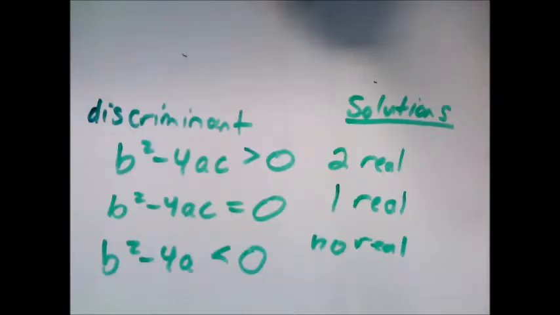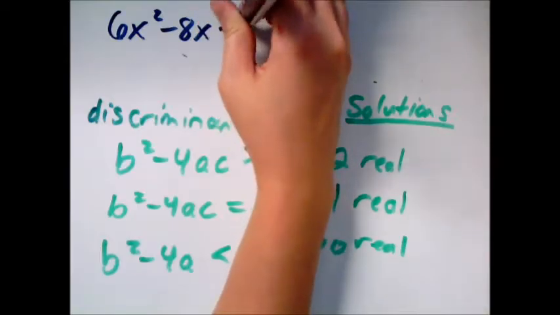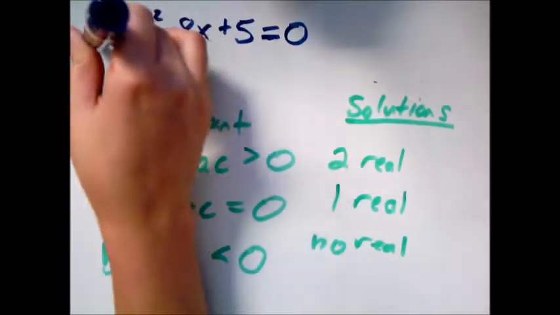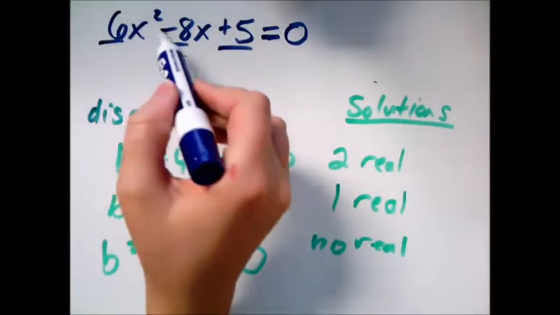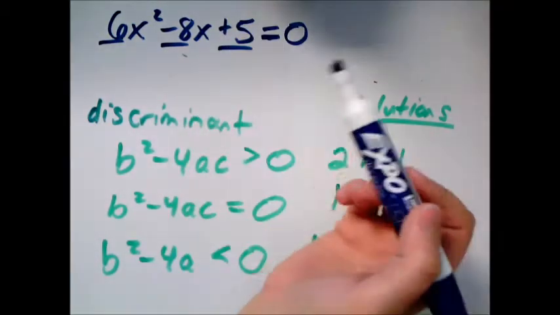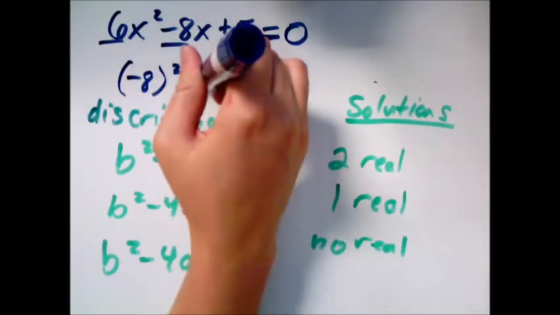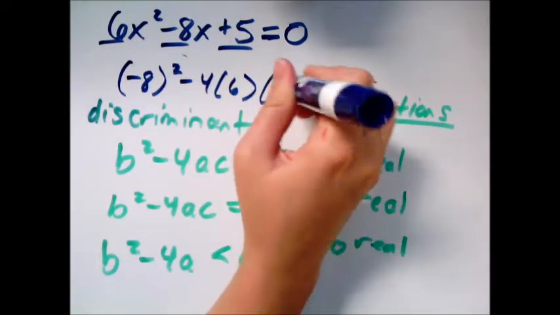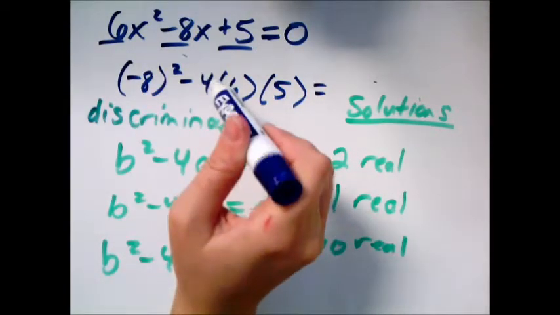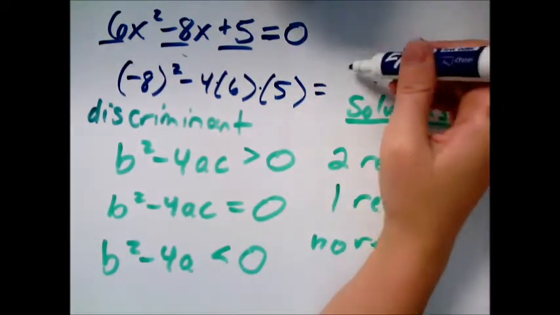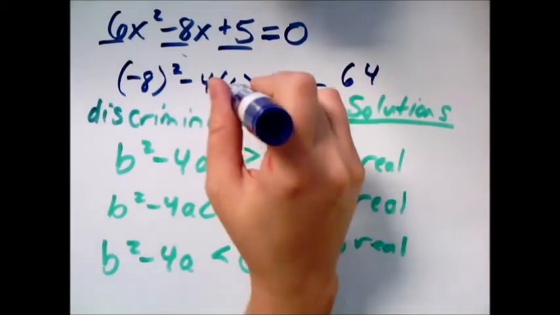So if it says find the discriminant of this equation, first off, just like always, we can only figure out what a, b, and c are once it's all equal to 0. So a is 6, b is negative 8, and c is 5. And so for b squared minus 4ac, we have negative 8 squared minus 4 times 6 times 5. So what is this equal to? Order of operations, I have to do exponents first, so I get 64. And then if I multiply this all together, I get 120. It's like 4 times 30.